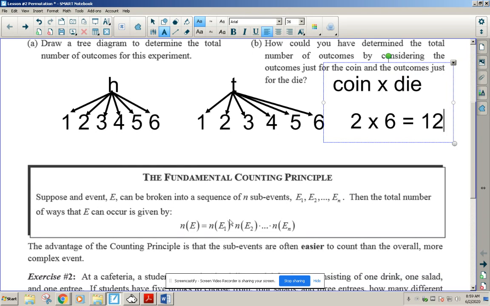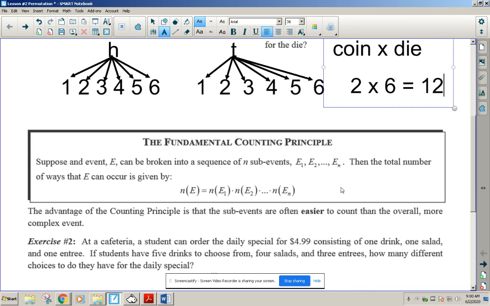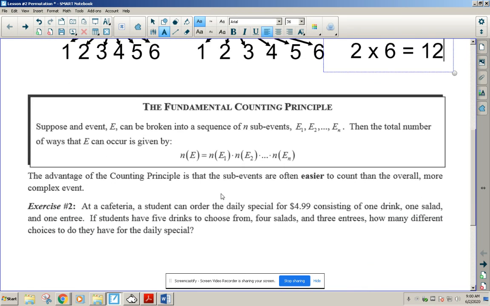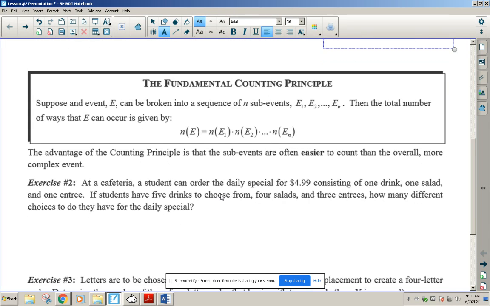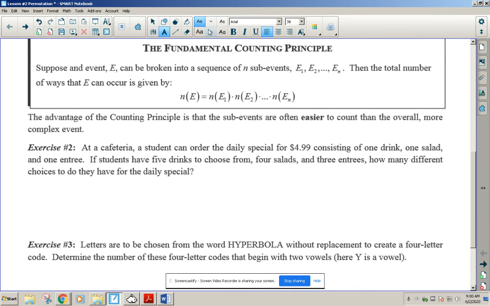Now here they write all of that in math terms. This means the number of items in the first event. The first event was the coin, the number of items was 2. So this looks a little scary, but you could always go back to this. N means number and E means the event. But let's take a look at the cafeteria.